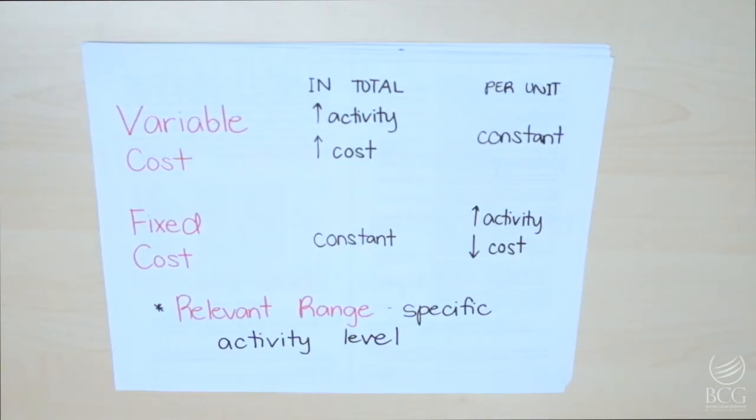On the other hand, we have fixed costs. So the total fixed cost will remain constant regardless of the activity changes. However, when it comes to the unit fixed cost, as the activity increases, the unit fixed cost will decrease. All of these statements will be true as long as the amounts are within the relevant range, which is the specific activity level.